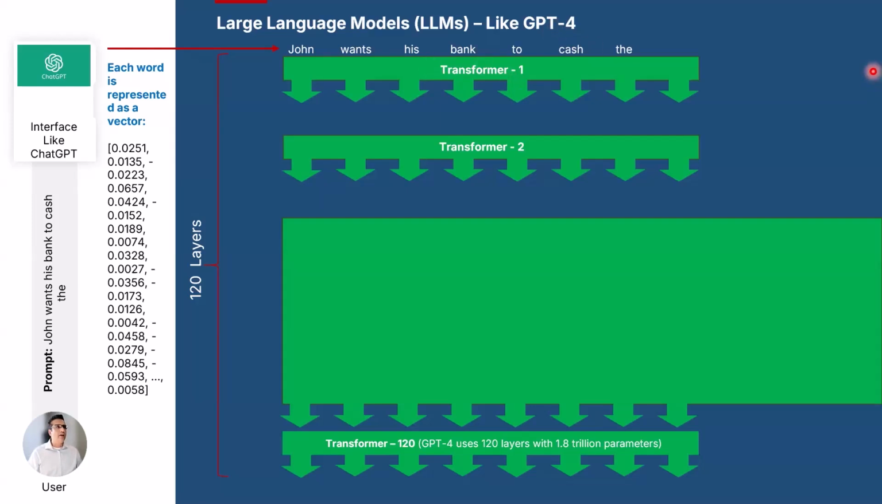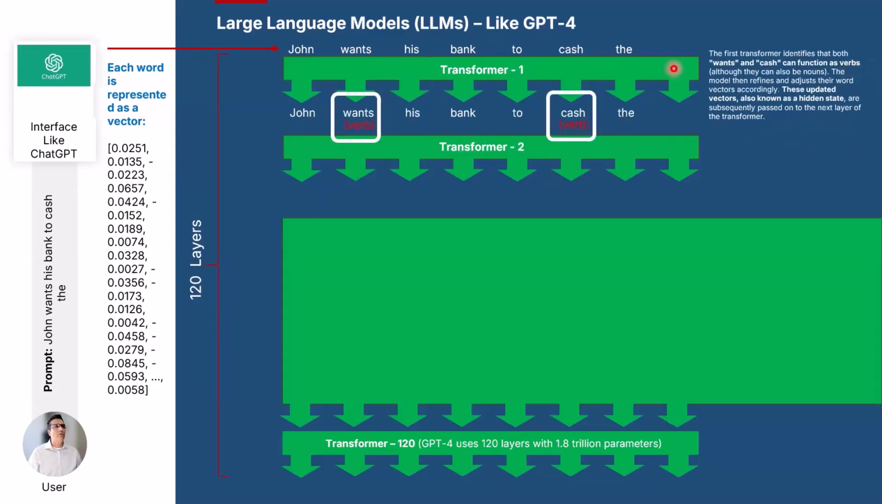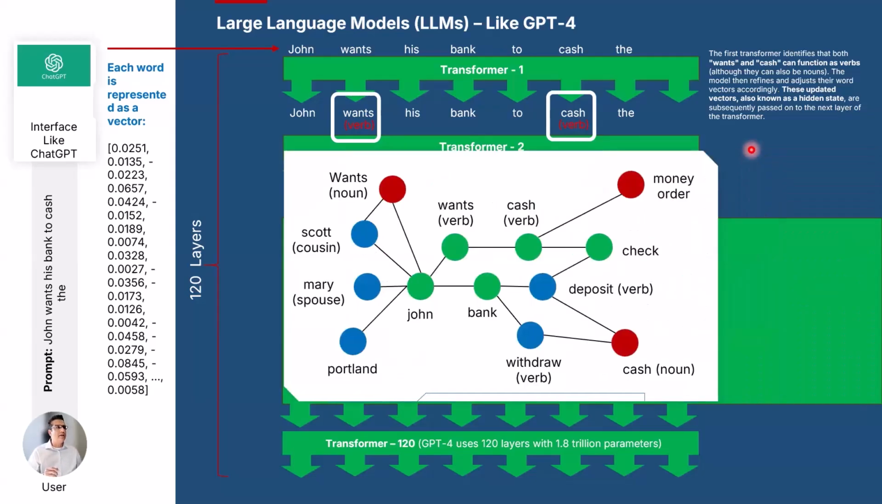Transformer 1 first figured out that the word wants is actually a verb, not a noun. The same thing for the word cash: it figured out that cash is actually a verb, not a noun. Now, how did it do that? Well, I believe what happened behind the scenes is that it looked at a map of words like this.